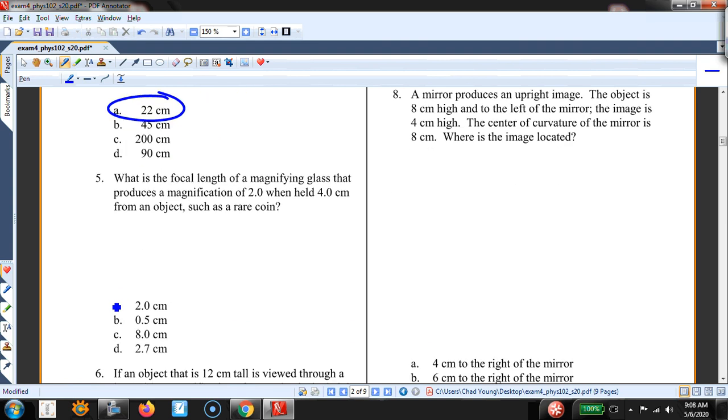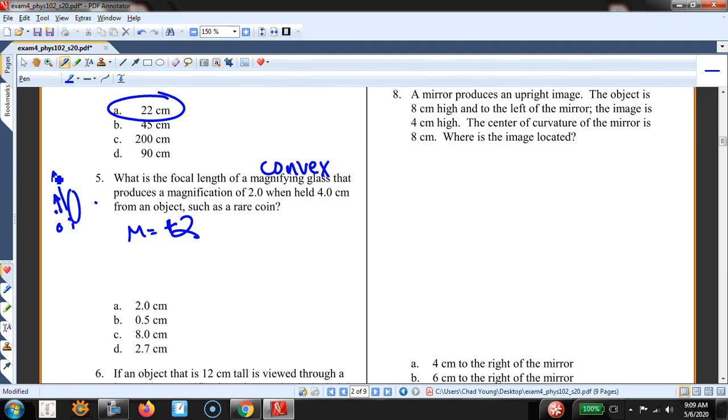What is the focal length of a magnifying glass, which remember is a convex lens that produces a magnification of 2 when held 4 centimeters from an object? Okay, so first of all, the magnification is 2, but it's actually negative 2 because a convex lens, no, it's not, I'm sorry, it's positive 2. When you use a convex lens as a magnifying glass, then my object would go here inside of the focal point, and my image would go here. So this is my object, that's my image. It is an upright, bigger image. And it's going to be a virtual image too.